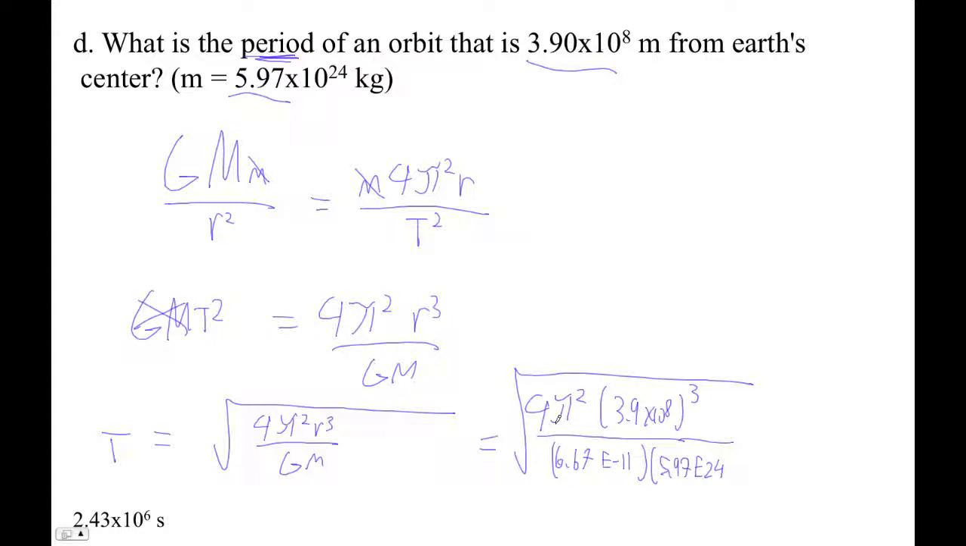Okay, here we go. So I'm going to go square root, right? 4 pi squared, times 3.9 e8 raised to the third, right arrow, divided by parentheses. I've got to put this denominator in parentheses if I'm flattening it. You can use the fraction thing too, that also works. But I'm flattening this thing, so 6.67 e minus 11 times 5.97 e24, right parenthesis to end the denominator. I think I'm done.